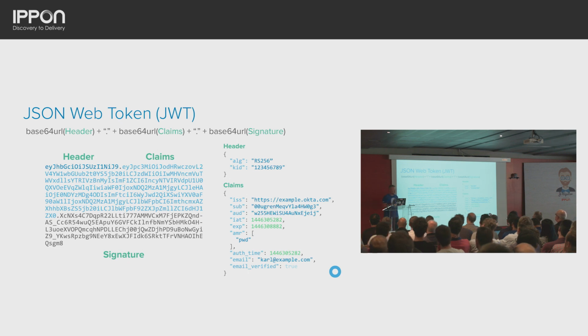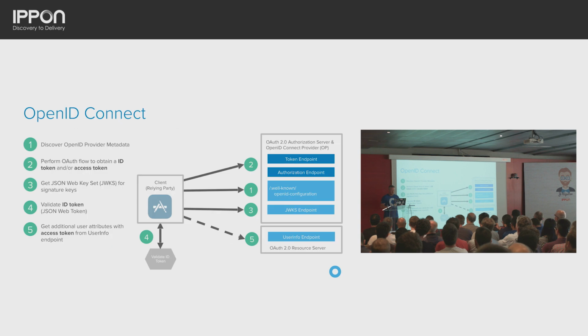So JWT, in their spec, they actually have the abbreviation as JOT, J-O-T. And this is what a JSON web token looks like. It's got a header, it's got a body, it's got a signature, and it's got claims in that body. You really don't need to know this stuff, but it's kind of important just to show you how things are being transferred across the wire.